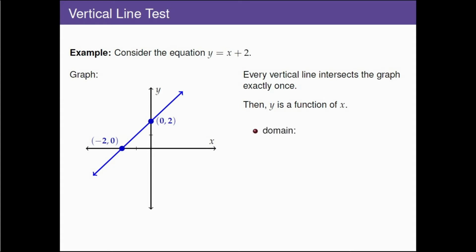Now we consider the domain of this function. The domain of this function is the set of real numbers, since every real number represents an x-coordinate in the graph. The range is also the set of real numbers, since every real number will have a corresponding y-coordinate on the graph.